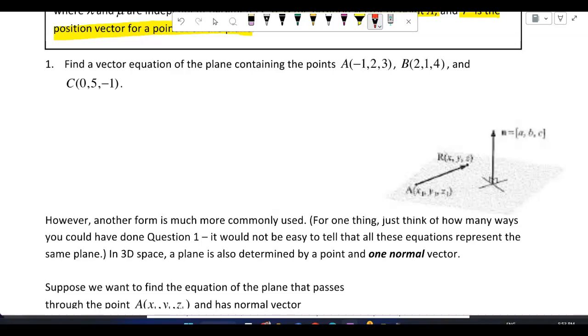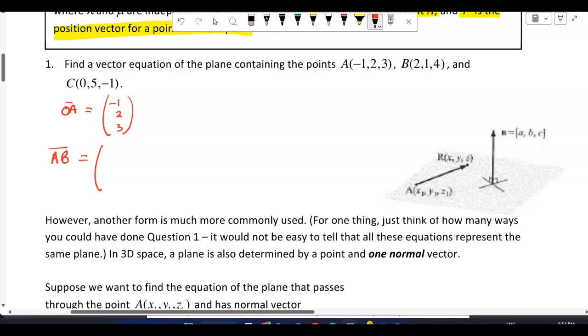So you need your position vector. Point OA I take as 1, 2, 3. Then I can find vector AB. There are a number of options. You can find AB, AC, or BA, BC, or CA, CB. Any two vectors you can use.